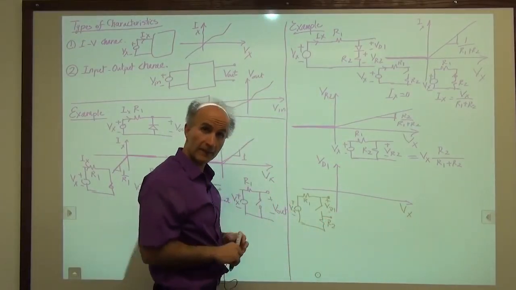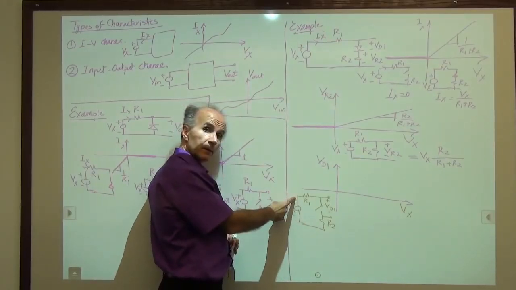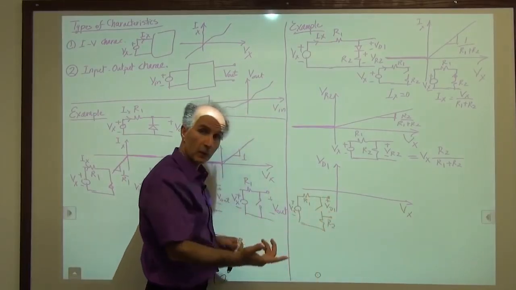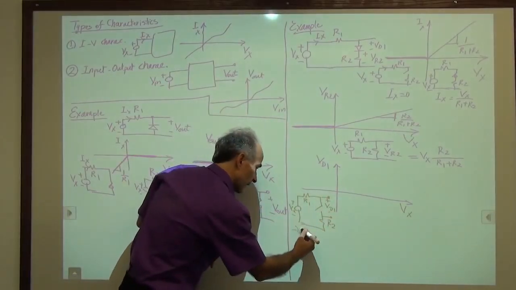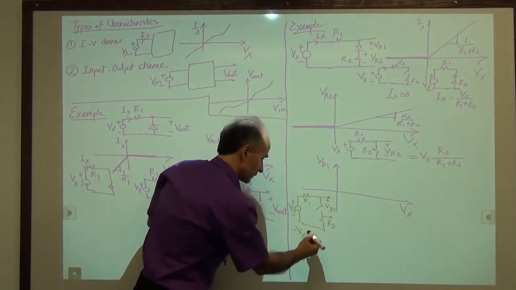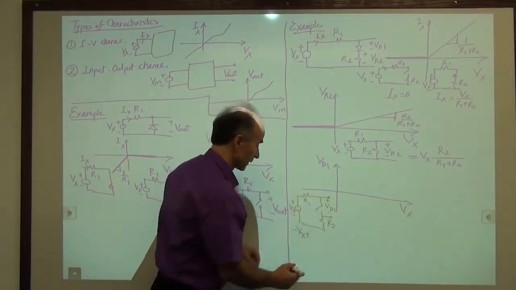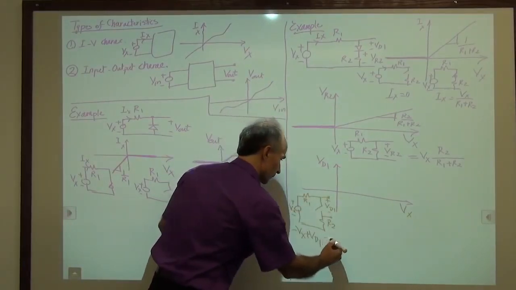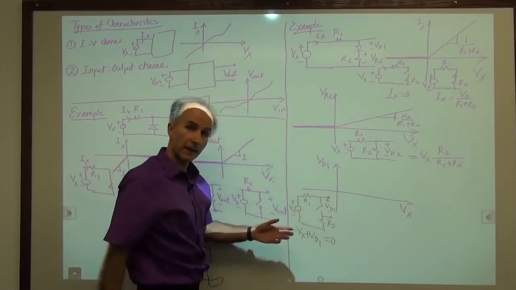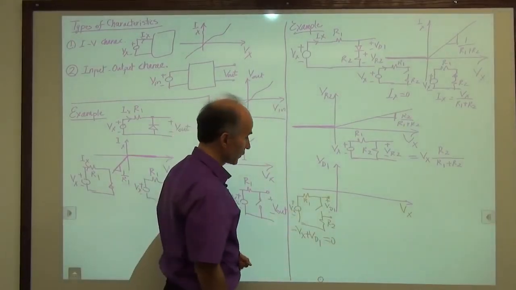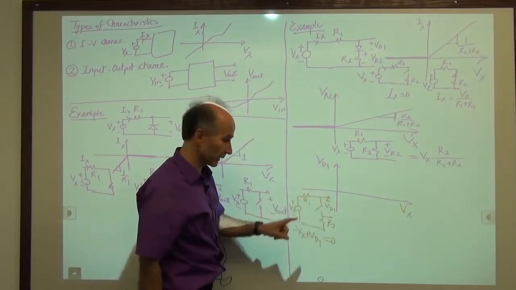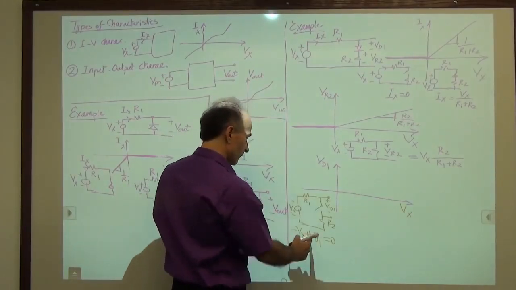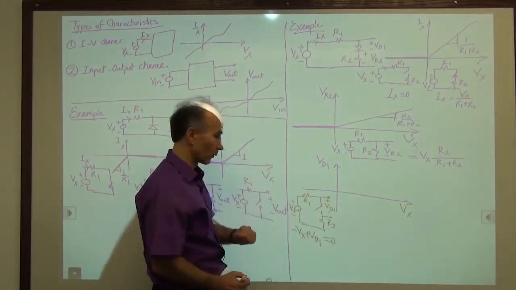If we write a KVL, we can see minus Vx plus 0 plus VD1 plus 0 is equal to 0. That means that VD1 is just Vx. So all of this voltage goes to the output because these two resistors have no voltage on them. So that means in this regime, VD1 and Vx are just equal. We have a slope of 1.